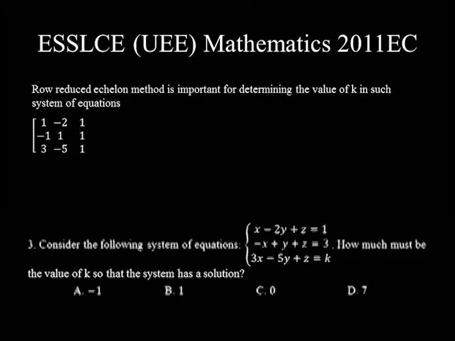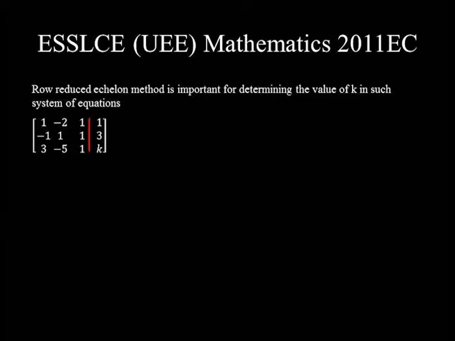1, the value to the right of equation 1 at row 1. 3, the value to the right of equation 2 at row 2. And k, the value to the right of equation 3 at row 3. Then draw this vertical line to separate the values of the coefficients from those of the right side of equality.